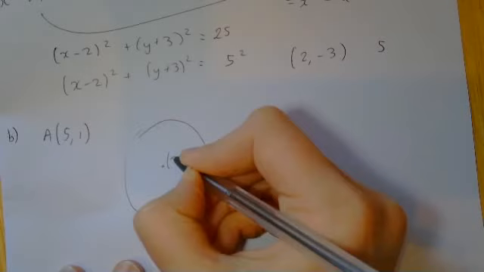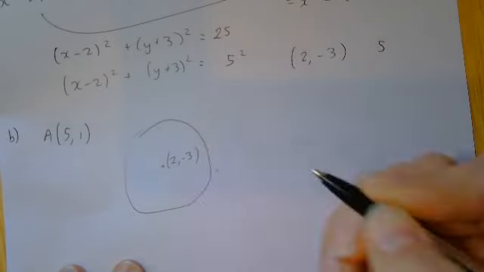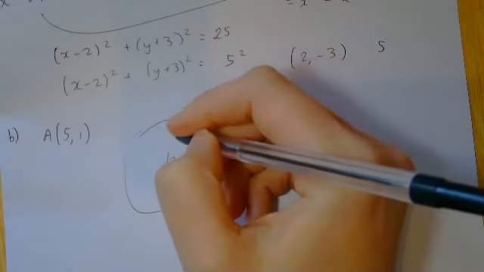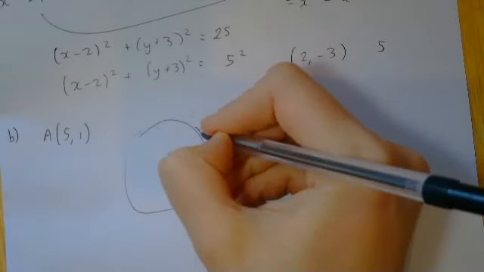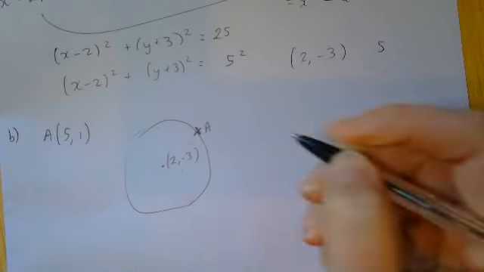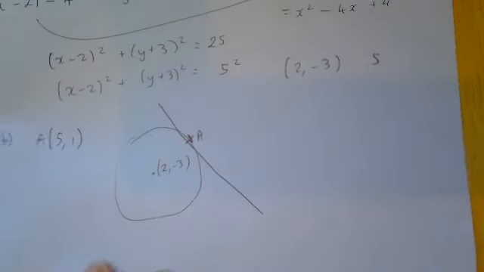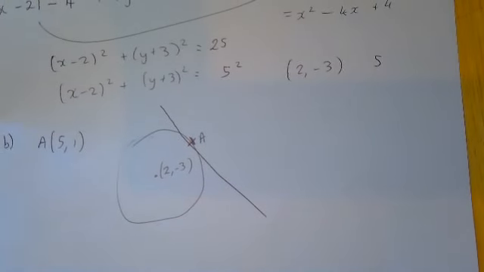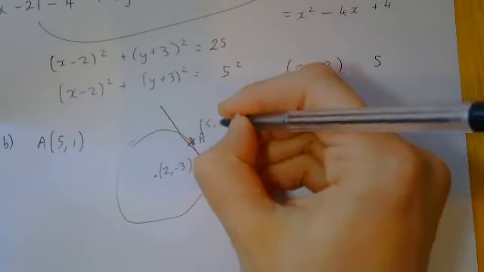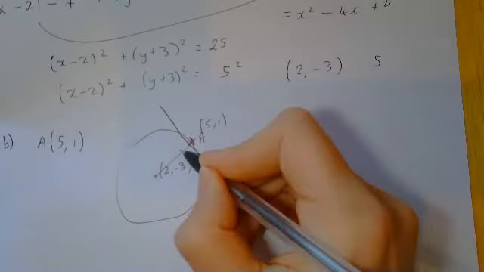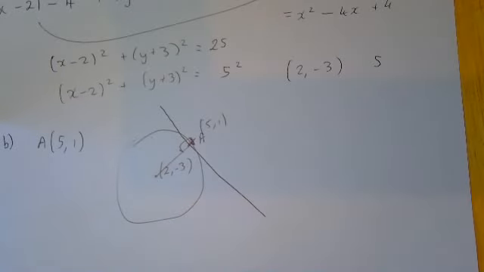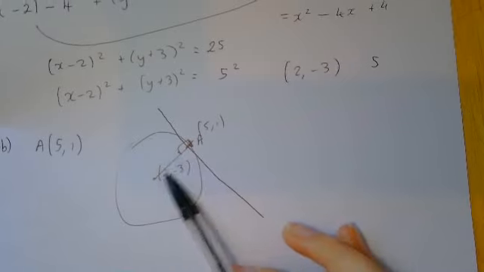Right. I feel a picture coming on. So I've got a circle. Wow, that is not a circle. Anyway, and the centre is 2, minus 3. And I've got a point A, which is 5, 1. So like here or something. That's my point A. And I've got a tangent like that. Right. And I know that A is 5, 1.